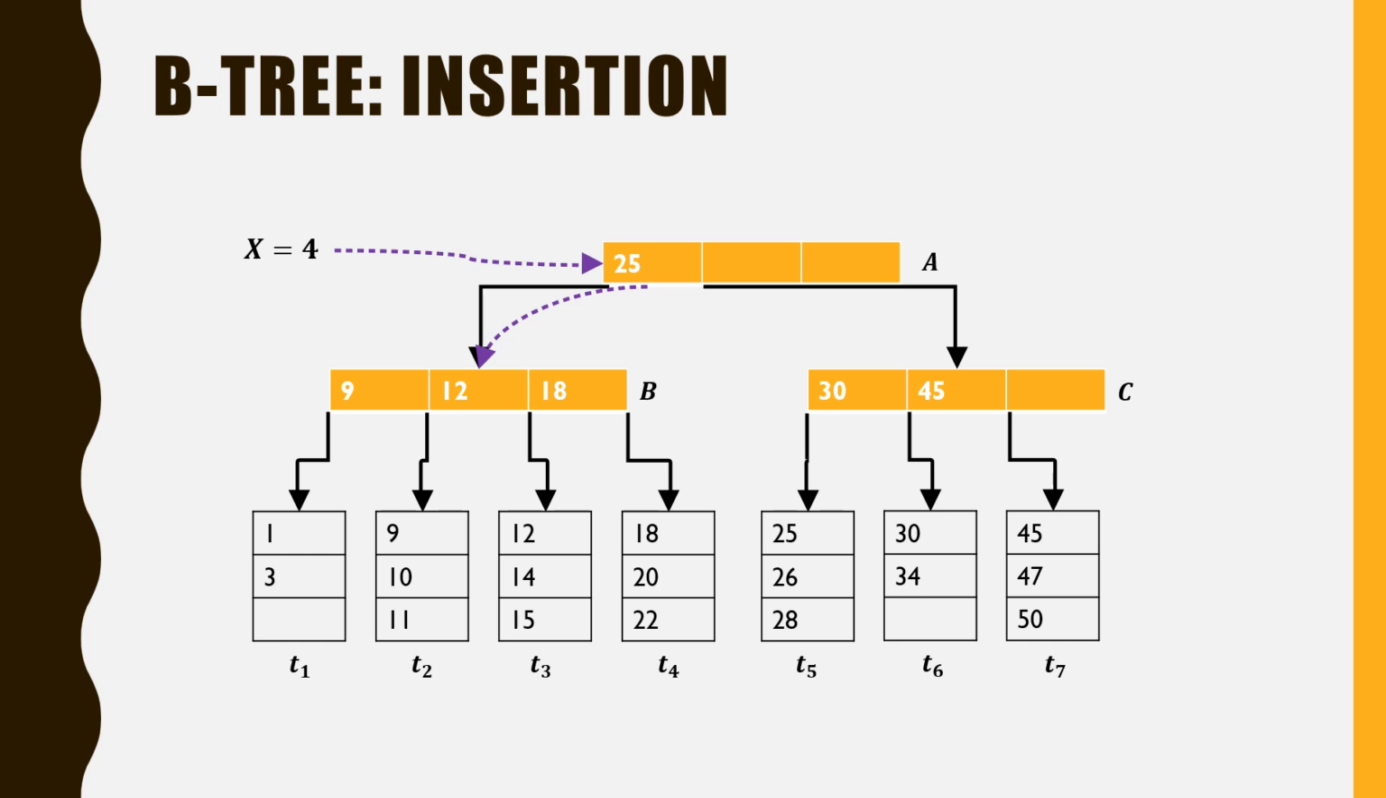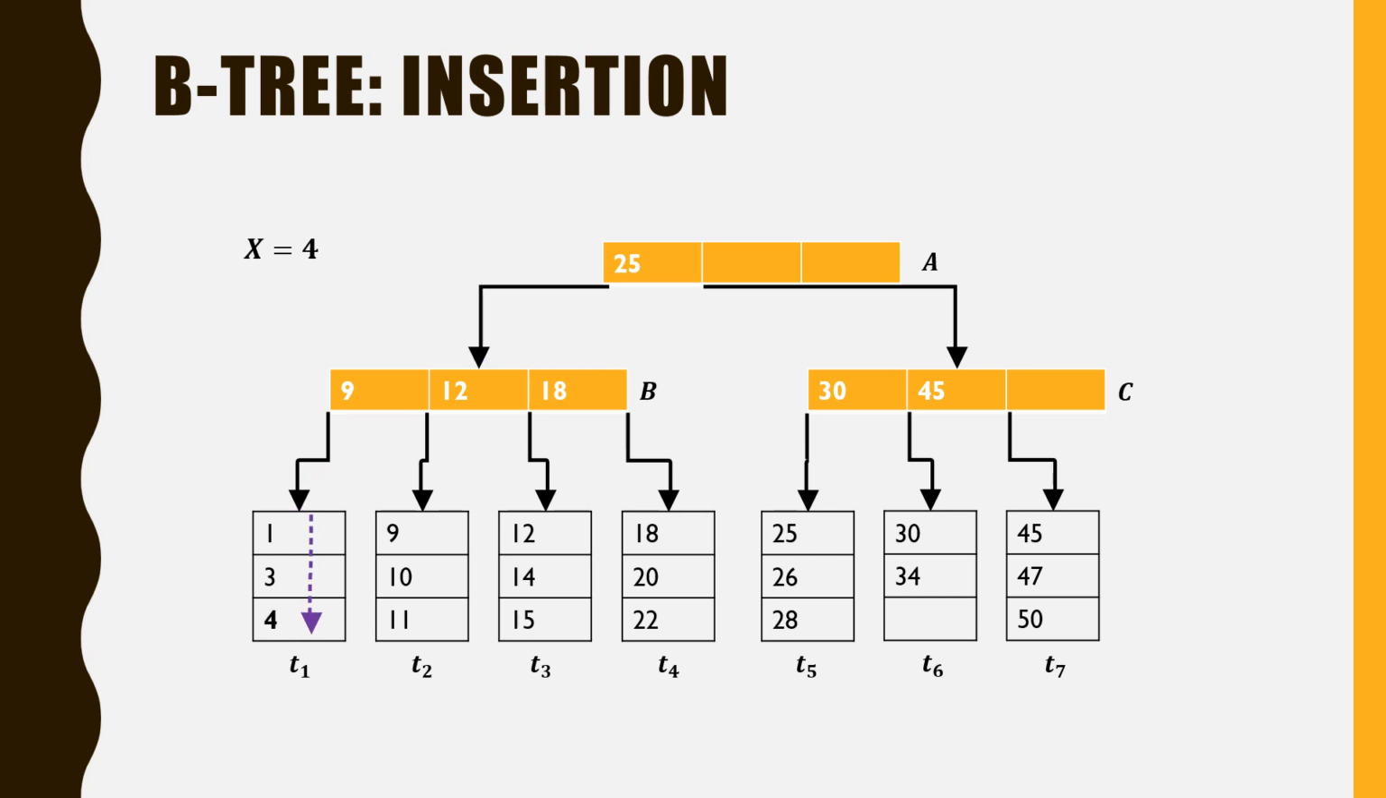To insert the element 4, the process begins by loading the root node into memory and comparing 4 with the key stored in the root. Since 4 is smaller than the first key, it cannot be present in the second subtree. Therefore, the insertion continues in the first subtree. Next, we load node B and find that it is a non-leaf node. We compare 4 with the key stored in B and determine that the insertion should continue in the first subtree.